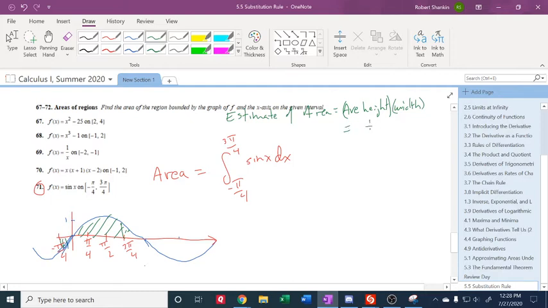Average height, I'd say maybe it's 1/3, and then the width from negative pi over 4 to 3 pi over 4 is definitely pi. So I'm going to guess something like pi over 3, which is about 1. Pi is barely larger than 3. So 1 is my rough estimate. Now I'm going to work this out. And the antiderivative of sine, a function whose derivative is sine, is negative cosine.